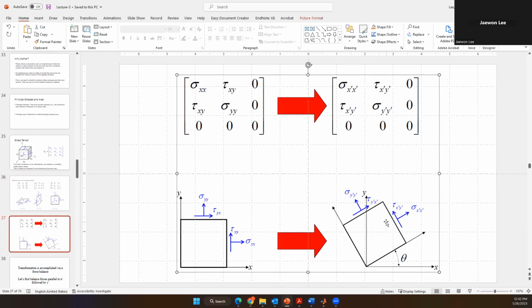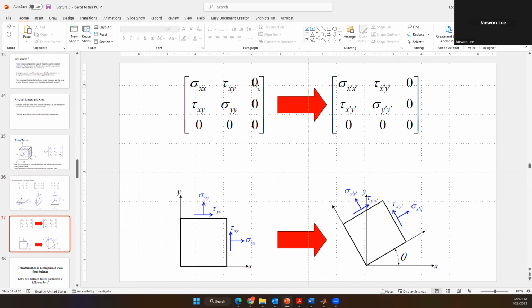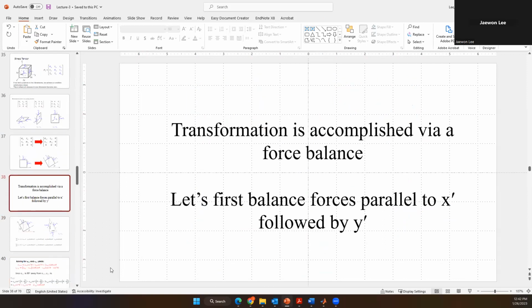I'm going to move on to the transformation. So if the force direction is transformed, how do we define a relation between the two matrices? I will explain that.